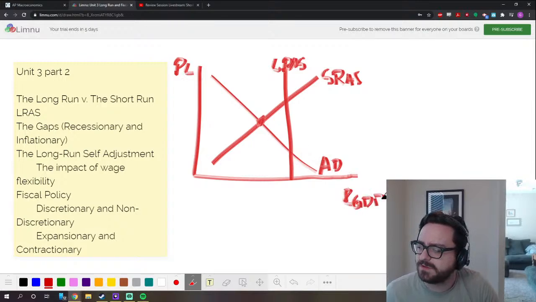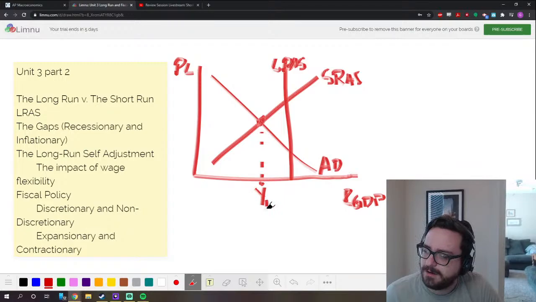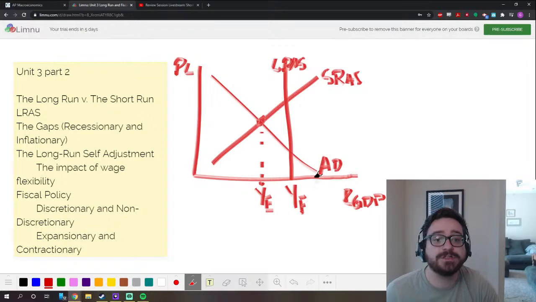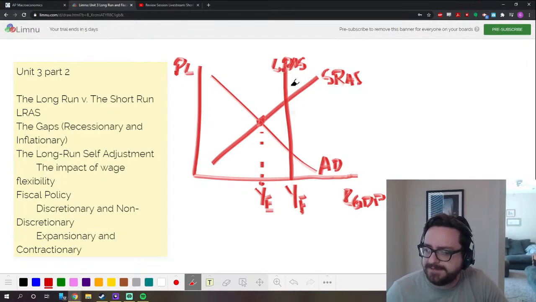And here's how that works. My current level of production is here. It is where SRAS and AD meet, because short run is like immediate future. It's like right now. So that dotted line, little area, tells me my GDP right now, my GDP at equilibrium. LRAS, again, is telling me how much my production should be. It is GDP at full employment. It is, again, if you're crushing it, if you're doing everything properly, you would be right there.